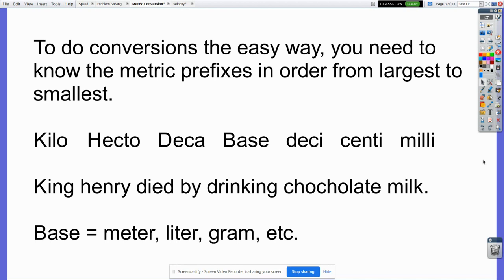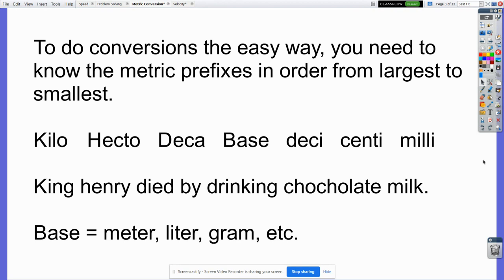Then you have your three prefixes that are smaller than the base unit: deci, centi, and milli. Deci is a tenth, centi is a hundredth, and milli is a thousandth of a base unit. So deci is 0.1 base units, centi is 0.01 base units, and milli is 0.001 base units. Kilo, hecto, deca, base, deci, centi, milli.